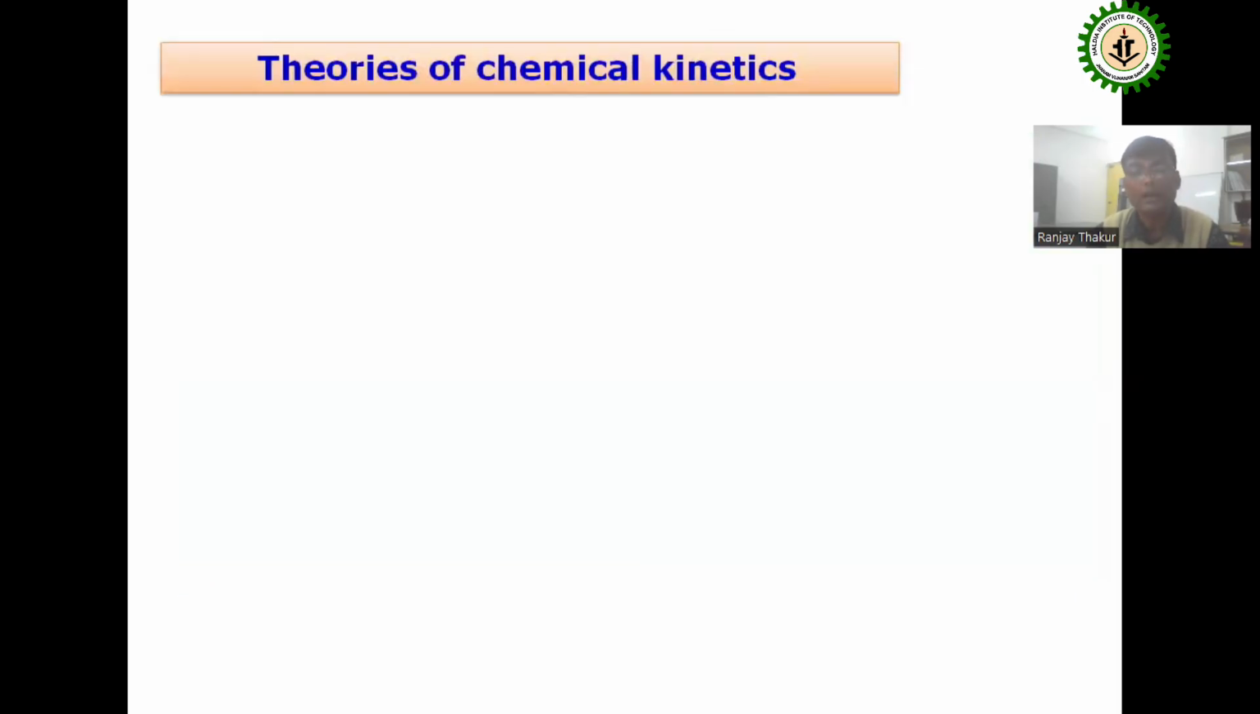Now, theories are the main topic today. Our main focus is on the theories of chemical kinetics. There are mainly two theories associated with chemical kinetics. One is collision theory, another is transition state theory. Okay, let me discuss one by one.